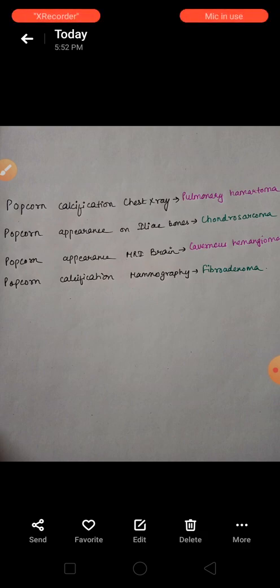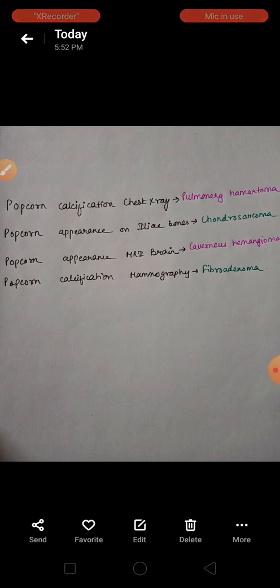Next one is popcorn appearance on iliac bones or the flat bones. So this one is commonly seen in chondrosarcoma. Now chondrosarcoma is a radio resistant tumor. It is commonly seen in pelvic bones, flat bones like iliac bones. Commonly it is associated with hyperglycemia.